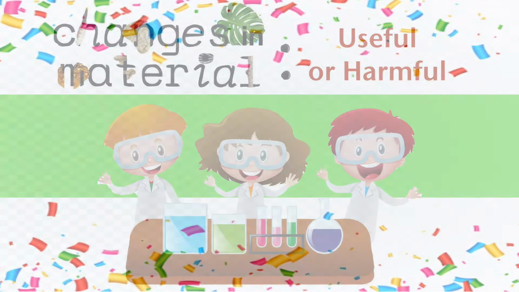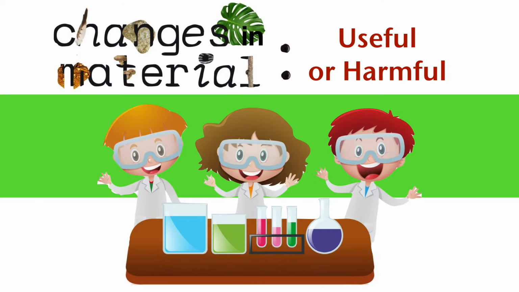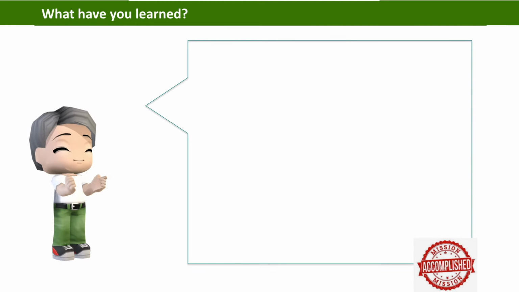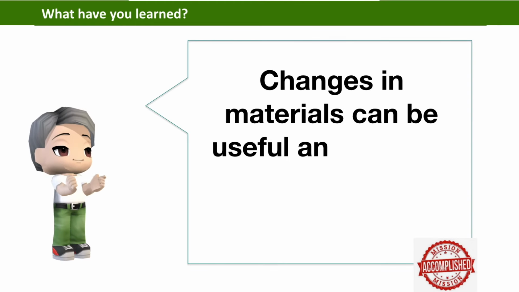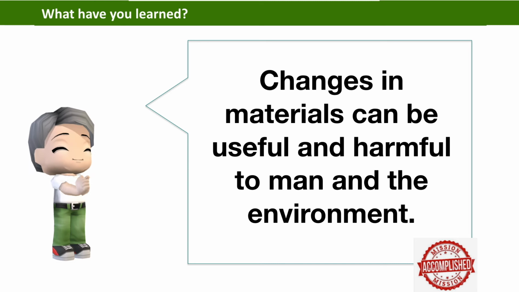You got all correct answers, good job! In this lesson, you learned that materials, when changed, can be useful or harmful to our environment. And by doing things like recycling, reusing, repairing, composting, planting trees, and participating in cleanup drives, we are able to reduce the harmful effects of changes in materials.